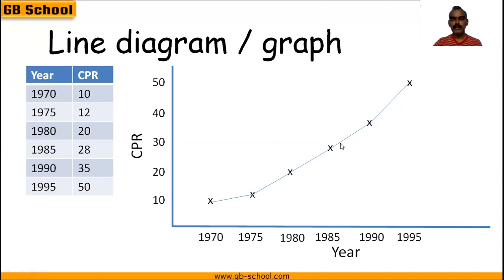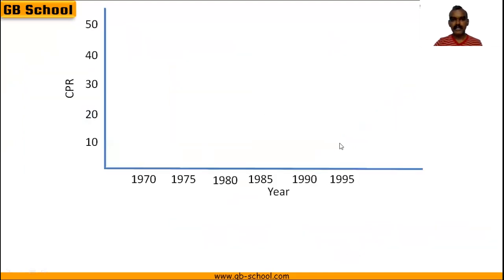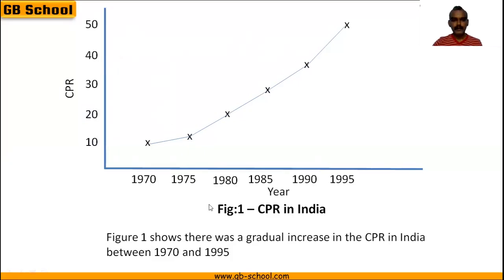So this is a simple line graph, but still we have not completed all the principles. Now we have to give the figure number and title. For example, figure number 1, CPR in India. It should be at the bottom of the figure. Next, we have to write the description below the figure. For example, here figure 1 shows that there was a gradual increase in CPR in India between 1970 and 1995.